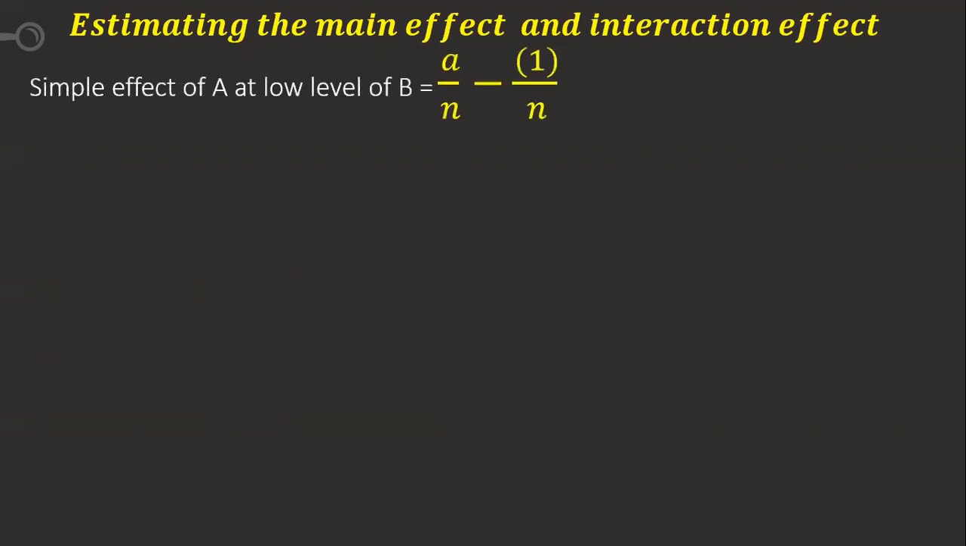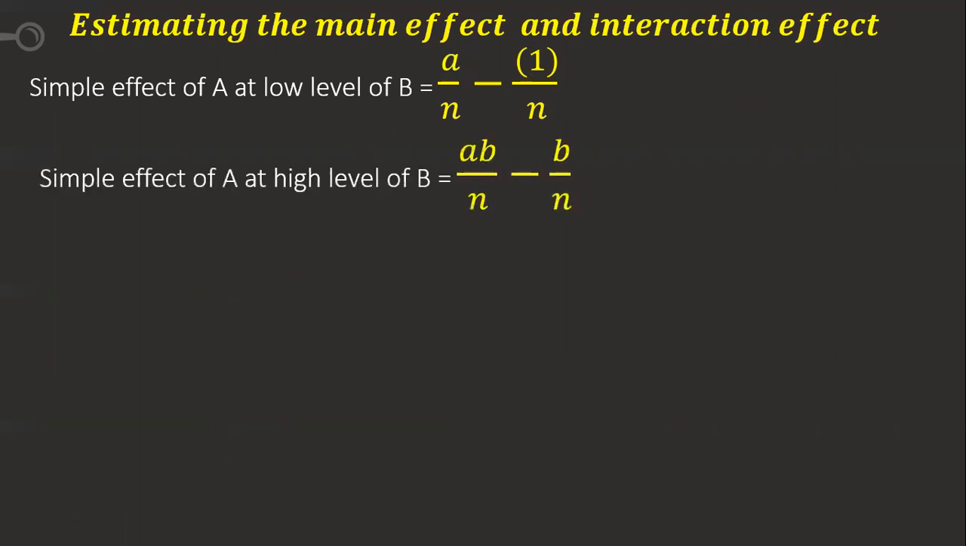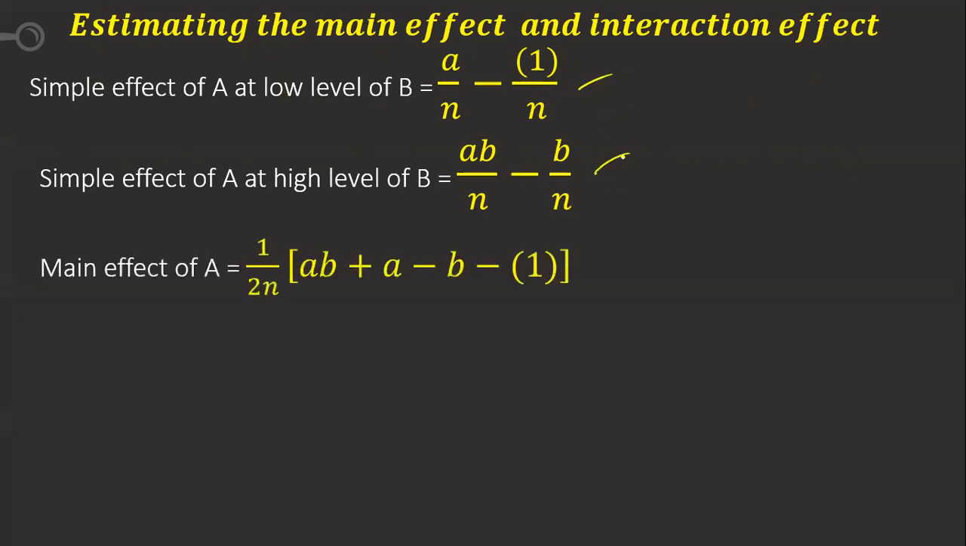Now I'm going to estimate the main effects and interaction effect of the factors A and B. To do this, the simple effect is calculated by this formula. The values are taken from this Yates notation table. The simple effect of A at the high level of B is given by this, and at the low level of B by these two formulas. The main three formulas are given here.